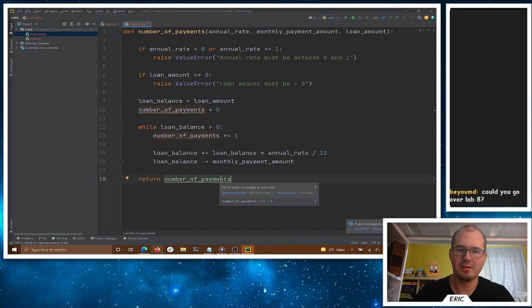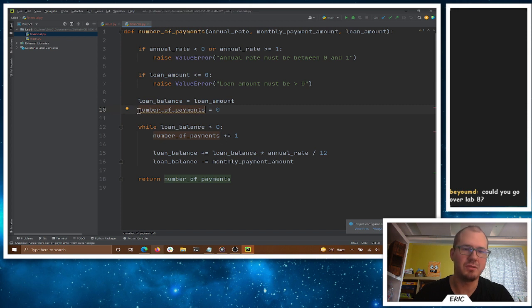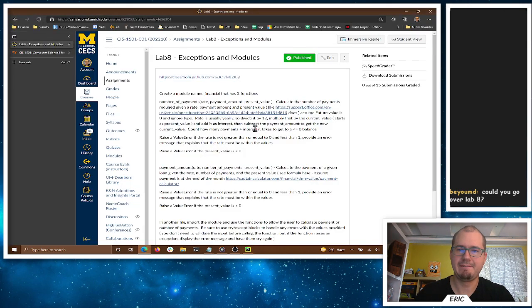Why does it not like that? Oh. Shadows number of payments from outer scope. Oh yeah, we don't want it to be called that. That's probably no good. We don't want the same name as our function. That's going to get confusing. So how about we call it payments? We'll just call it payments. That'll work. Okay. And there we go. So that should return how many payments it took.